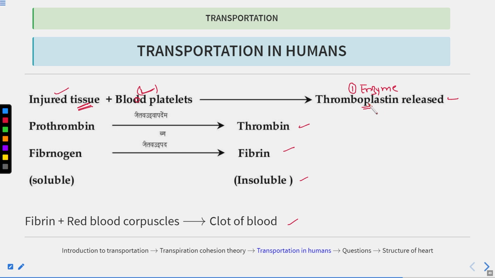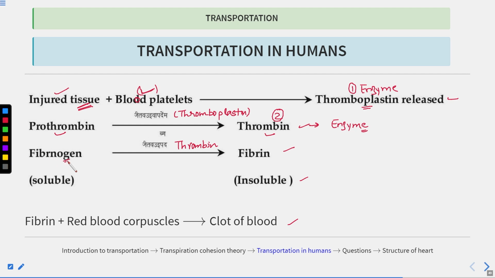Okay, what is the function of this thromboplastin? This thromboplastin then converts prothrombin into thrombin. So here I'll write it in English. Here the enzyme is thromboplastin. Okay, now thrombin is produced. Thrombin is also an enzyme. So this is the activated form of the enzyme. Now thrombin will then convert, here you can write thrombin. So this is the second enzyme.